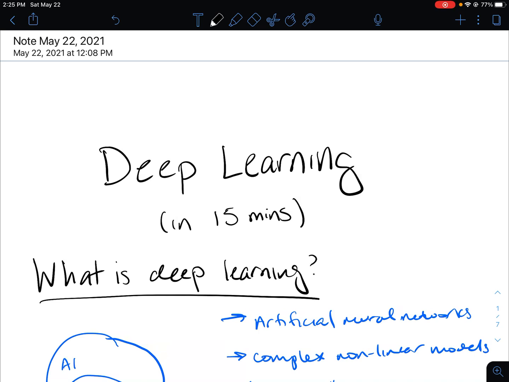Today we're going to be talking about deep learning basics and help you build your first neural network. So let's dive in. What is deep learning?